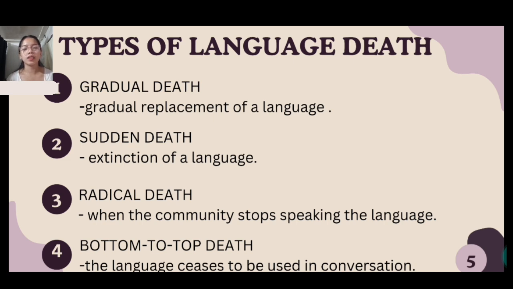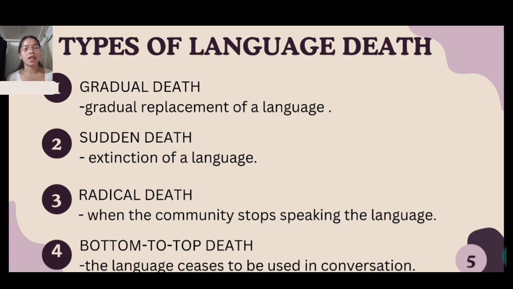This happens when the language stops being used very quickly because something bad happens, like a war or natural disaster. This can happen if the people who speak the language die or are forced to leave their homes. So the third one is radical death, when the community stops speaking the language.